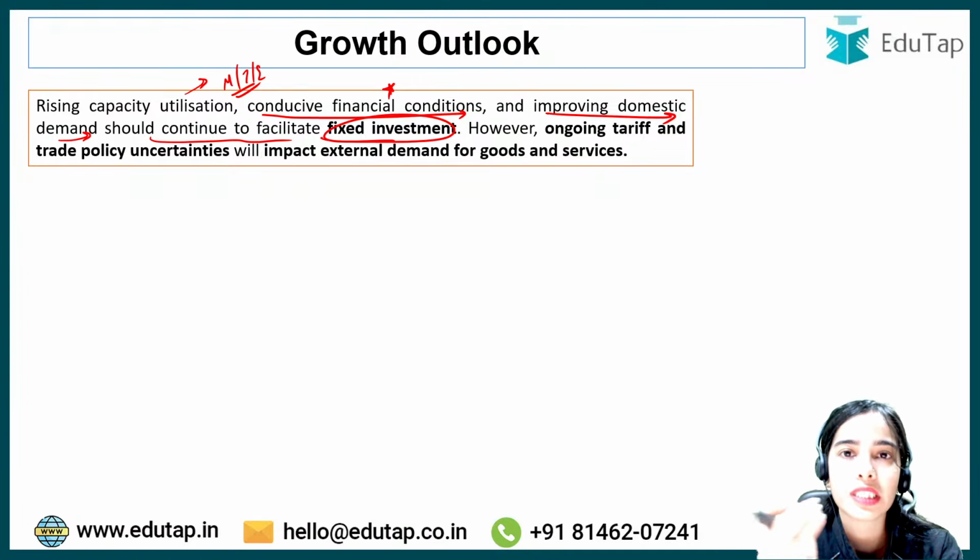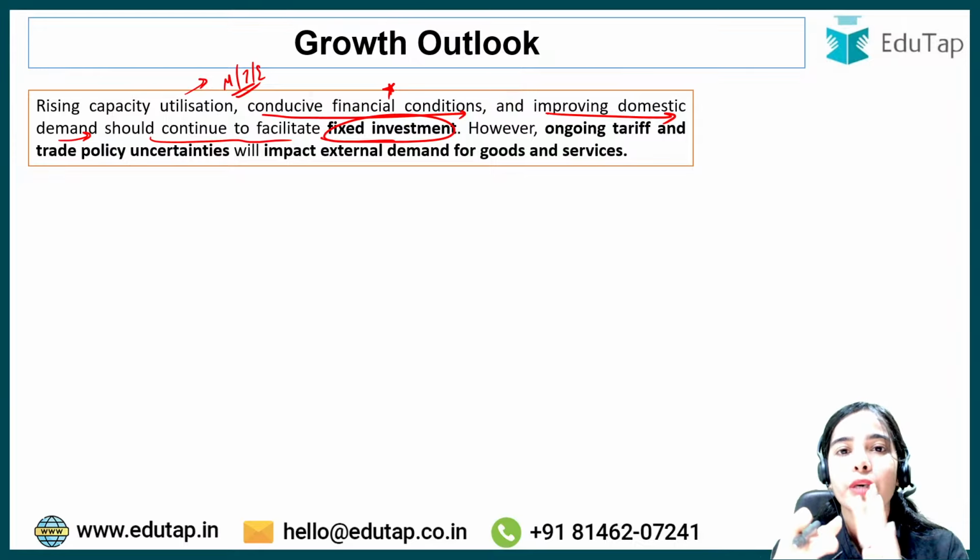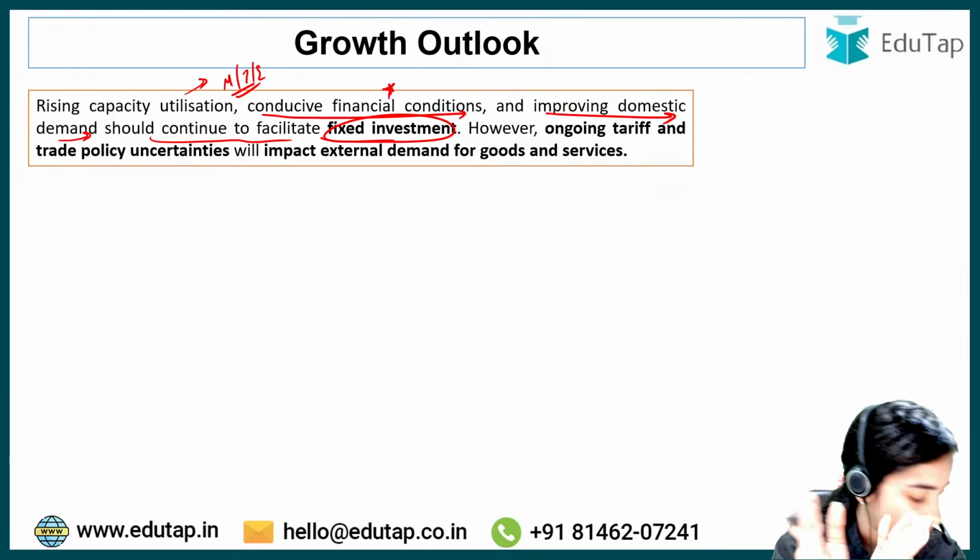There is improving domestic demand also, due to which it is expected that there will be more fixed investment that will happen. New factories, new units will be laid down. More machinery, tools, equipments will be demanded by the companies.